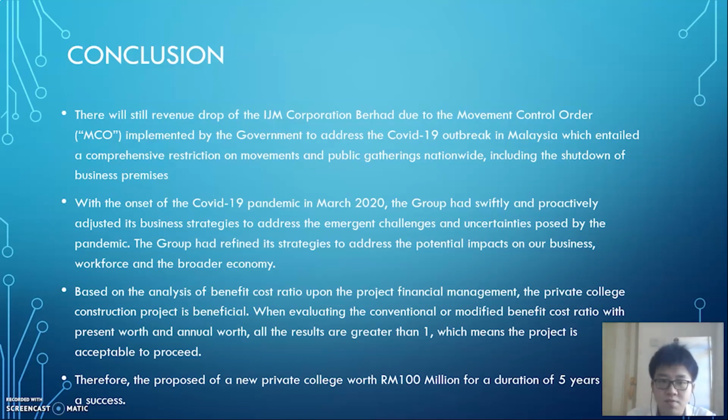Based on the analysis of benefit cost ratio upon the project financial management, the private college construction project is beneficial. When evaluating with the conventional and modified benefit cost ratio with present worth and annual worth, all the results are greater than 1, which means the project is acceptable to proceed. Therefore, the proposal of a new private college worth 100 million ringgit for a duration of 55 years will be a success. Oh, sorry.